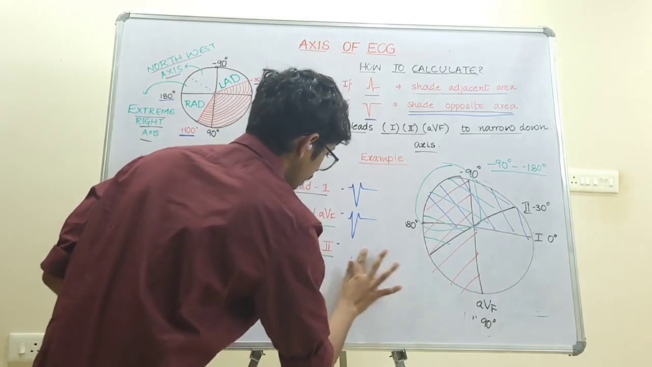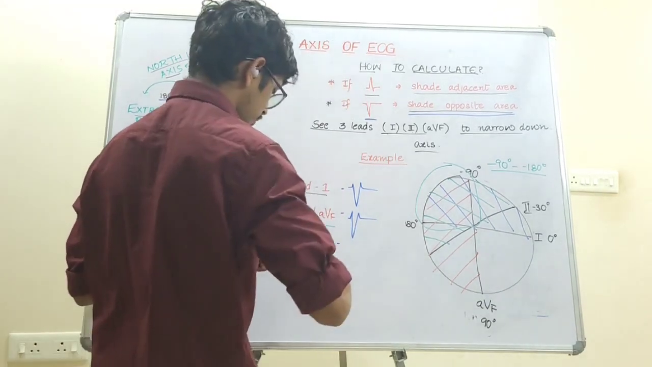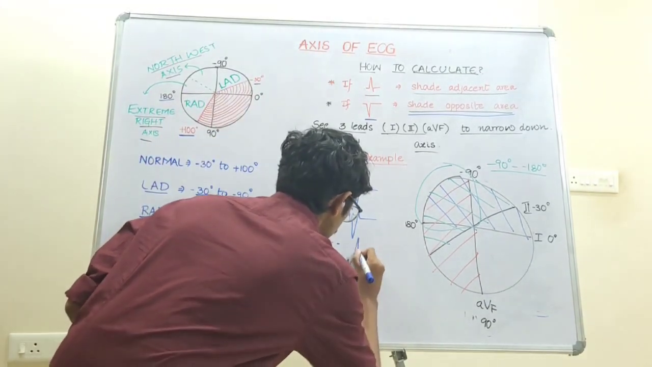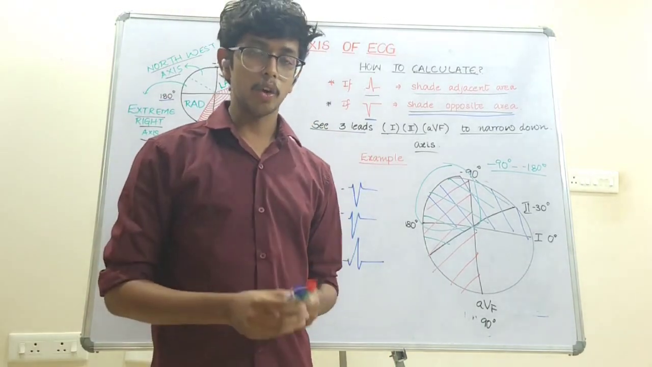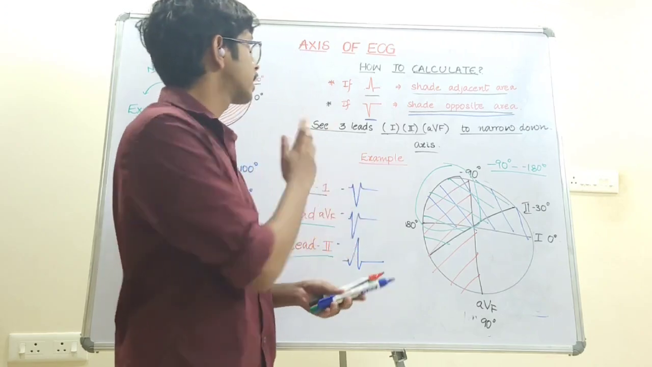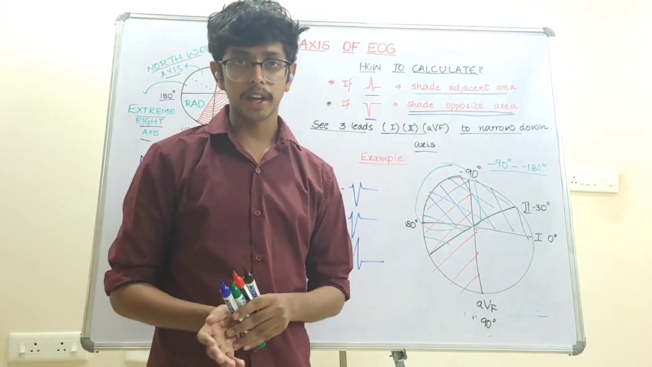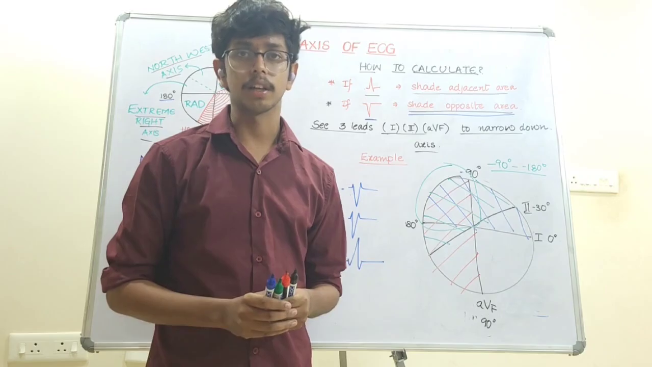Now take a paper and try to calculate the axis of this combination. From this I hope everybody understood how to calculate the axis of an ECG, what is left axis deviation and what is right axis deviation. Thank you.